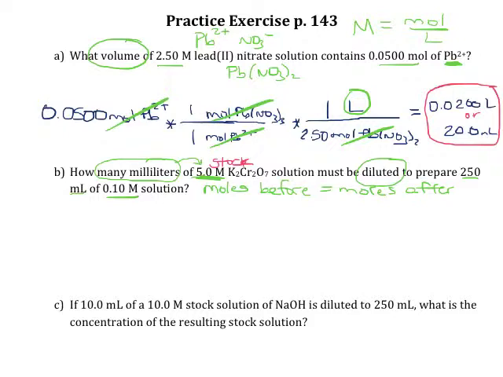And then what they're giving me down here, the 0.1 molar, that is my ending or my diluted solution. So I can figure out how many moles are in my diluted solution and use that to figure out how many moles must have come from my stock solution. So in order to figure out how many moles are in my diluted solution, I start with the volume. So that 250 milliliters, I'm going to go ahead and write that in liters.